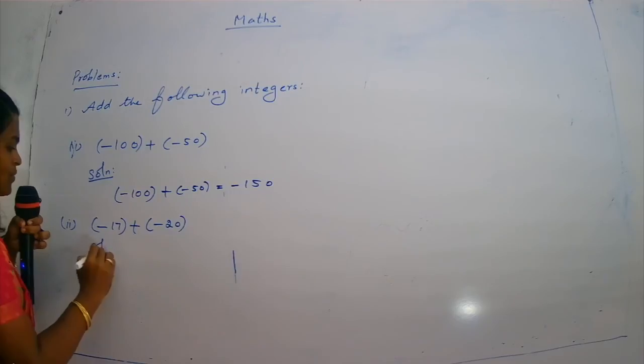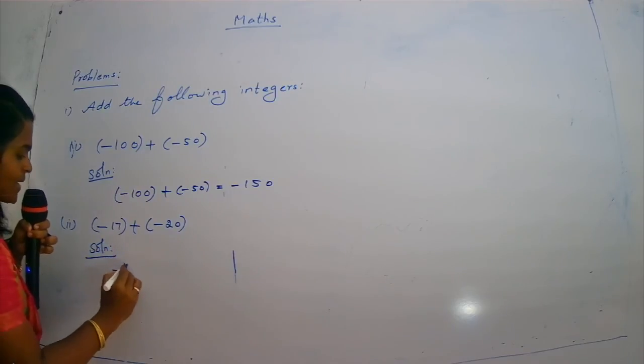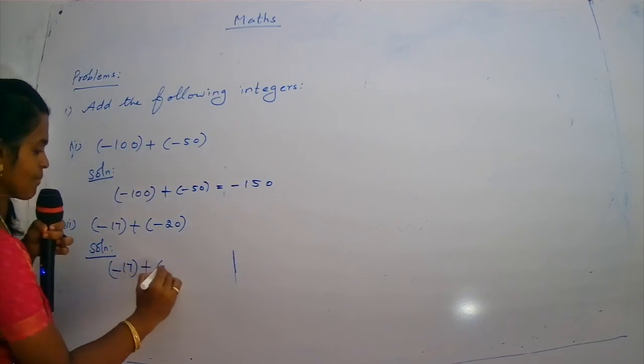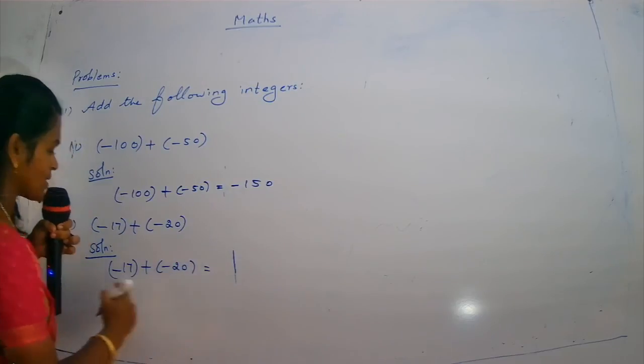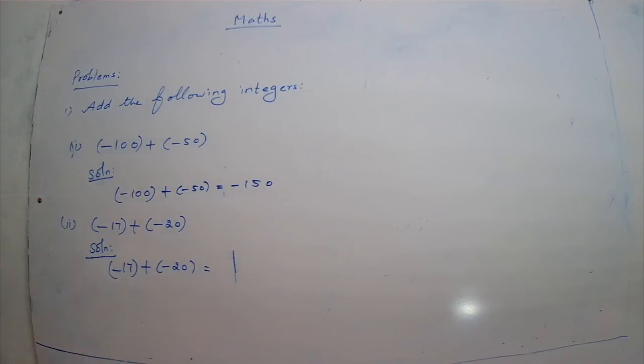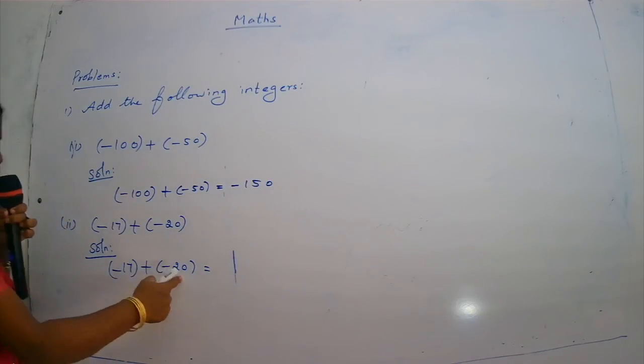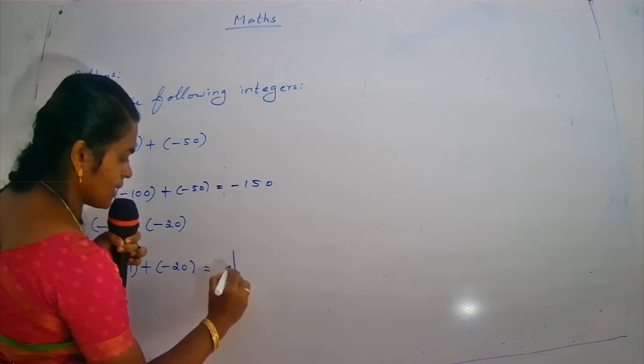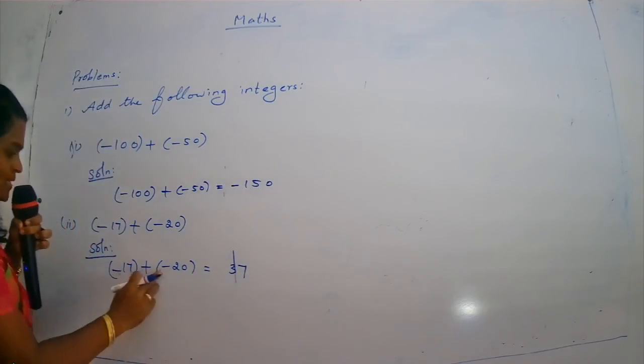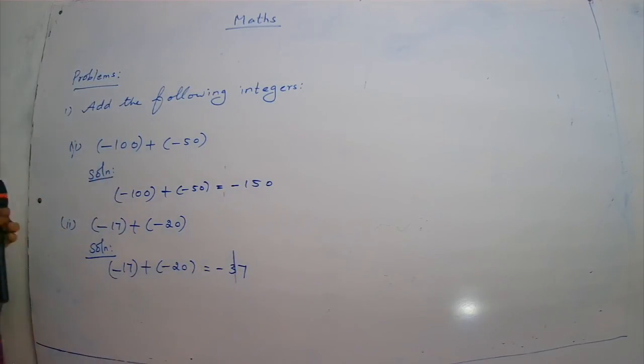Okay. Now say the answer. Minus 17 plus minus 20. Here also that same sign. So we find the addition. 17 plus 20, your answer is 37. What is the sign? Minus. So your answer is minus 37.